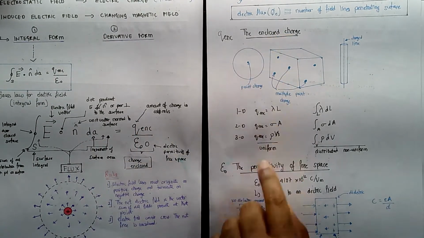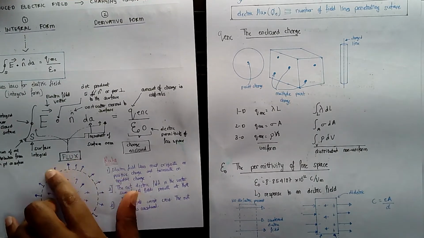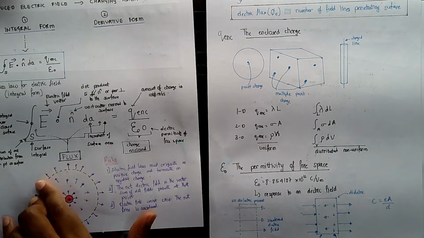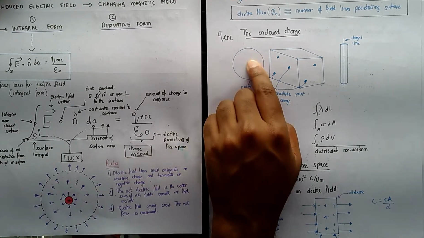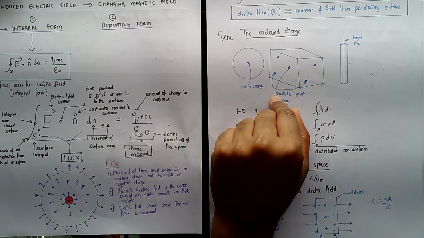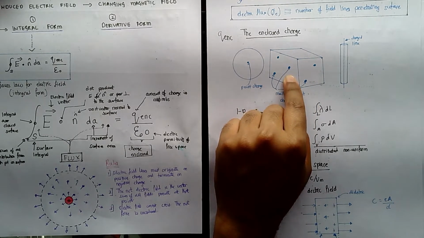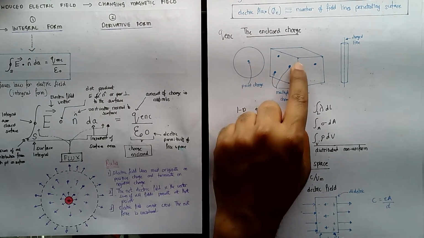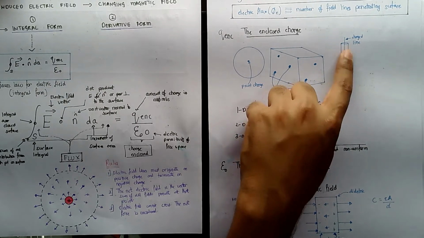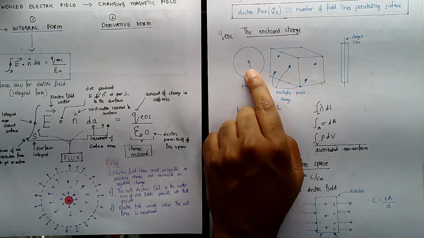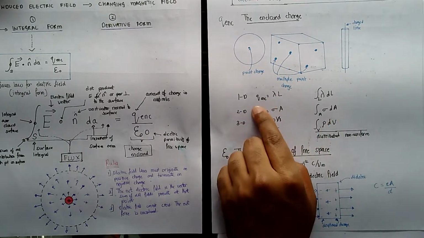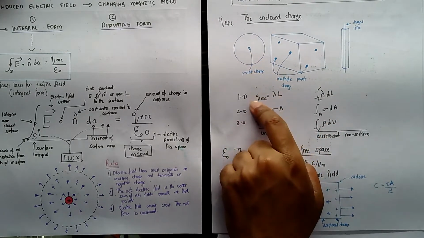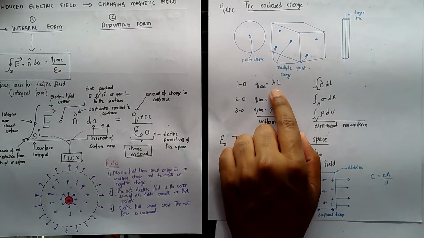So the enclosed charge could be something that I mentioned earlier in this lecture, where you have a circle over here and you have a dot, a small little charge, and this could be a point charge, and you could have multiple point charges. So here you have one point charge, or you could have multiple point charges, or you could have a line charge, and basically in a one-dimensional object, you could have this as lambda L.